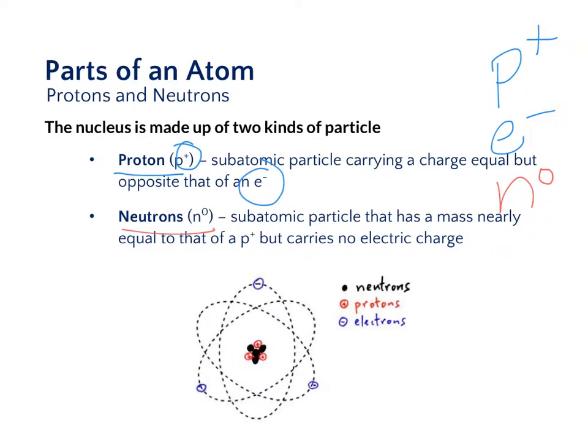So if a proton's much heavier than an electron, and a neutron's about the same mass as a proton, that means all of my mass is sitting right in here, right? I mean, the electrons contribute such a very small amount by comparison. So almost everything is sitting down there in the nucleus.